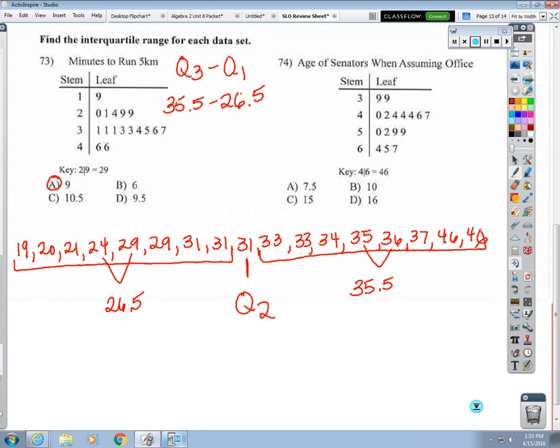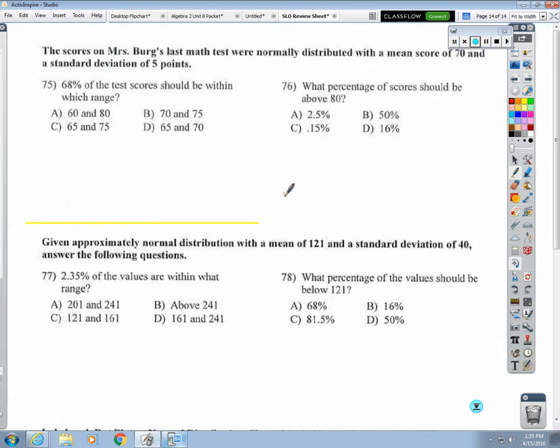Okay, 75. We're not done. The scores on Miss Burke's last math test were normally distributed with a mean of 70 and a standard deviation of 5 points. So what you need to do is, normal distribution means the data is in the shape of a bell.